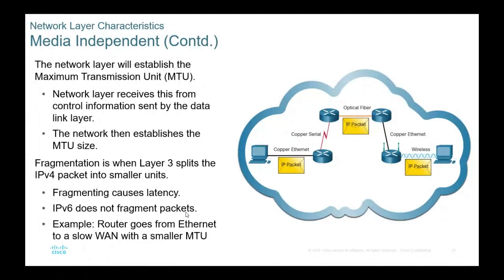The network layer establishes the maximum transmission unit, MTU. The network layer receives this from control information sent by the data link layer, and then establishes the maximum transmission unit size. So basically, what's the maximum size of the packet. Fragmentation is when layer 3 splits the IP packet into smaller units. So let's say the maximum unit is this much, but my data is this much. I can't fit it in just here, can I? So you just split it up into smaller parts to send.